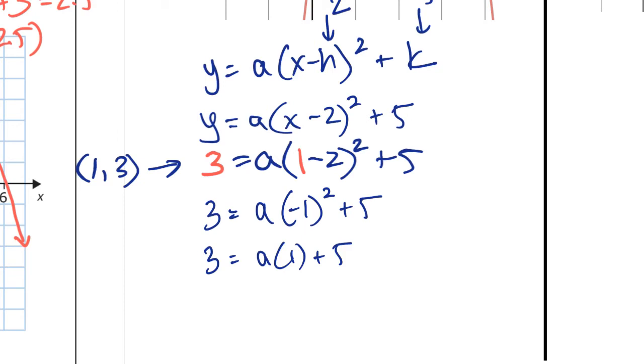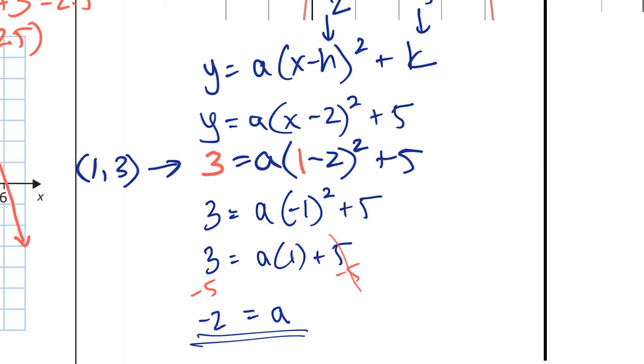So in order to solve for a, we need to get rid of that 5, right? So we can bring the 5 to the other side by subtracting 5 on both sides. 3 minus 5 is -2. And then 1a is just the same thing as saying a. There we go. So we found our a value is equal to -2.